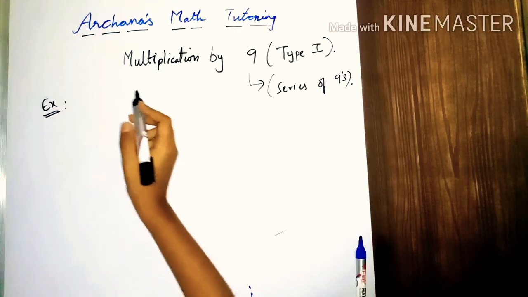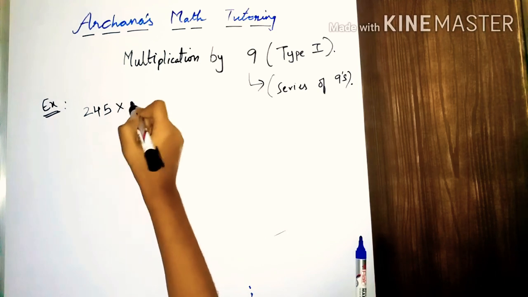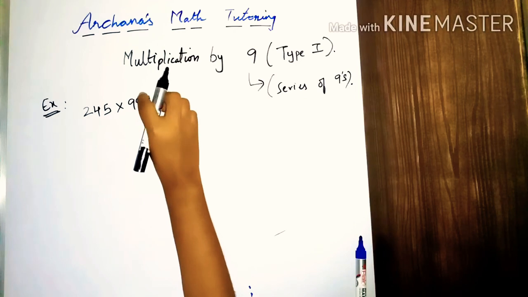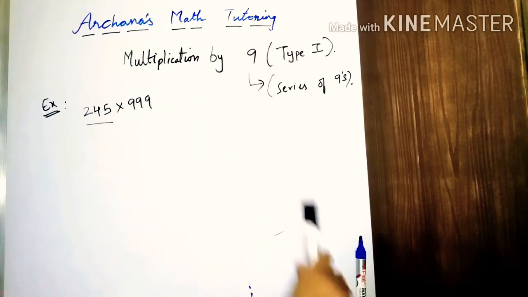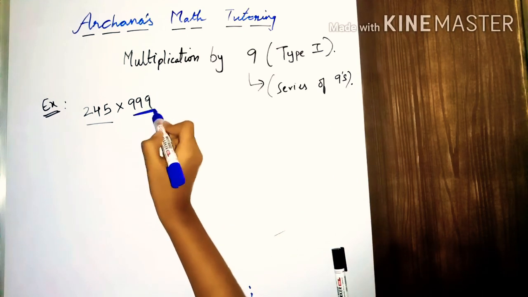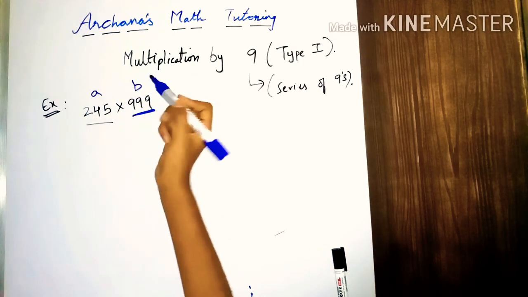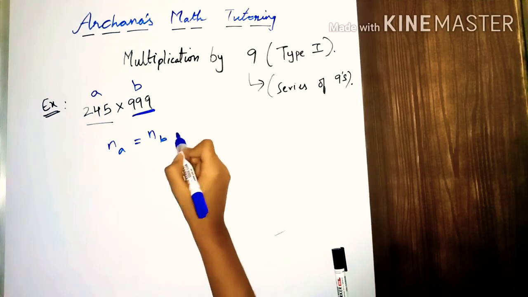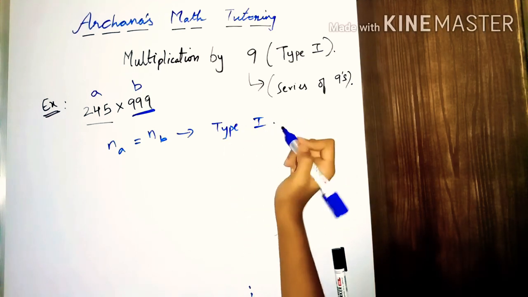So let's see an example. I want to multiply 245 into 999. I can have any number of 9s here, but you can observe one thing: the number of digits in the given number and the number of 9s are equal. If I call this A and this B, the number of digits in A is equal to the number of digits in B. So this is my type 1.